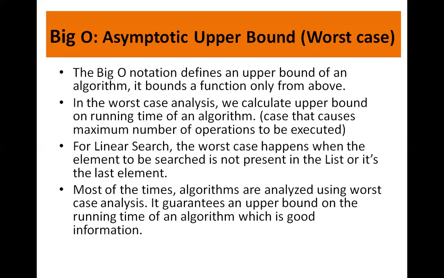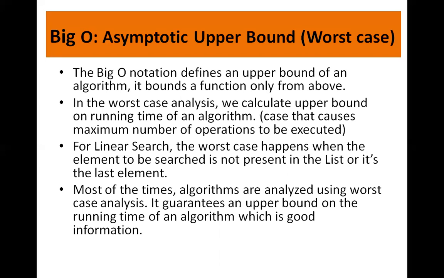Previously we also spoke about linear search. For linear search, the worst case happens when the element to be searched is not present in the list or it is the last element. Suppose you're searching for an item in a list. If you cannot find it, that means you have to traverse the whole list. Suppose the size of the list is n, that means you have to traverse all n elements. And if it is the last element, then also you have to traverse the whole list. So that is the worst case. Most of the time algorithms are analyzed using worst case analysis because it guarantees an upper bound on the running time of an algorithm, which is really good information.